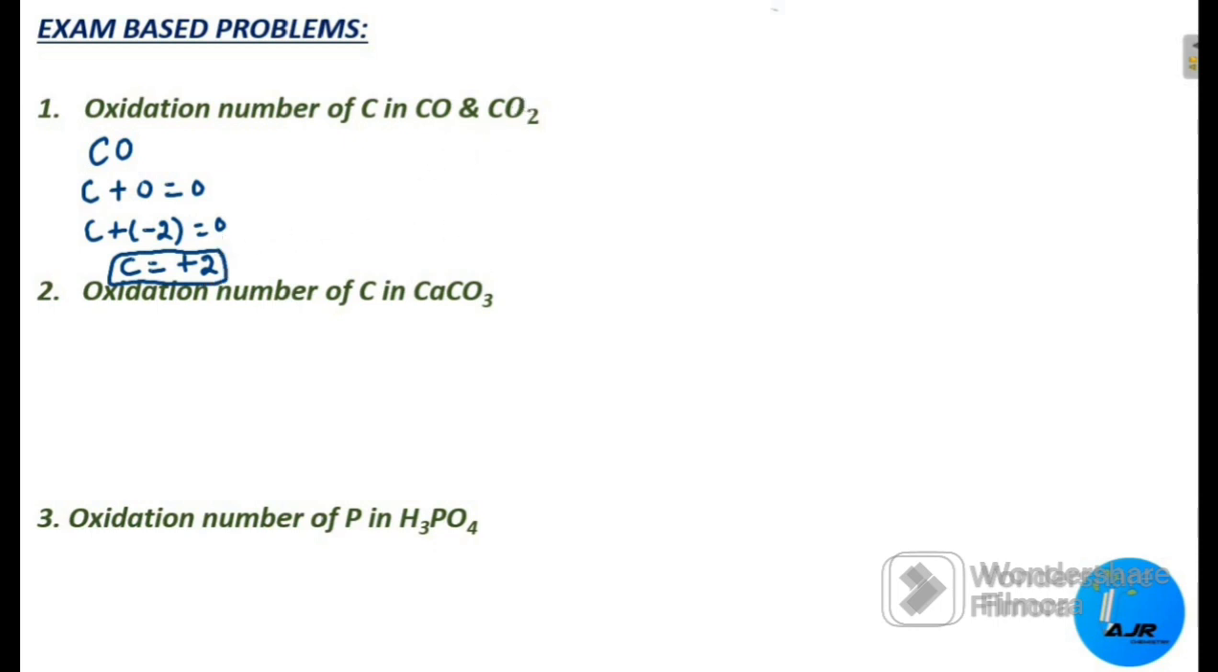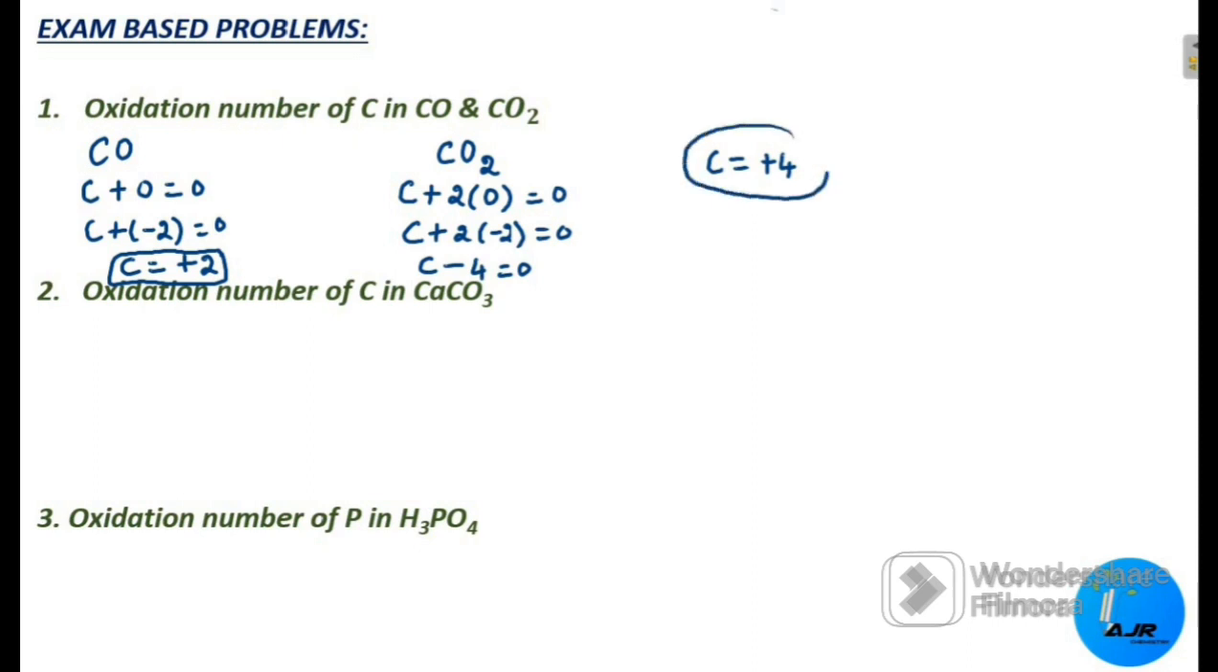So let us find the oxidation number of carbon in carbon dioxide. C plus 2 into oxygen is equal to 0. C plus 2 into minus 2 is equal to 0. C minus 4 is equal to 0. So carbon is equal to plus 4. So the oxidation number of carbon is plus 4 in carbon dioxide. So in different compounds, carbon has different oxidation states. In carbon monoxide, the oxidation number of carbon is plus 2, whereas in carbon dioxide, the oxidation state of carbon is found to be plus 4.